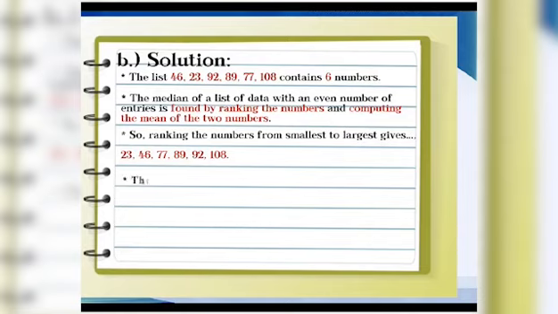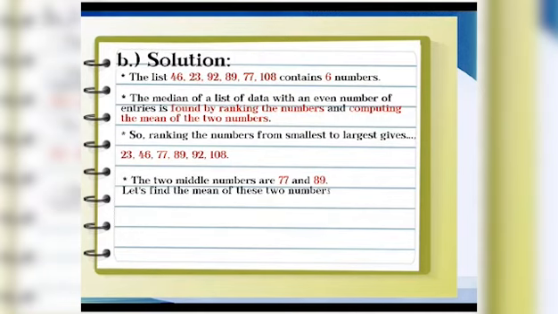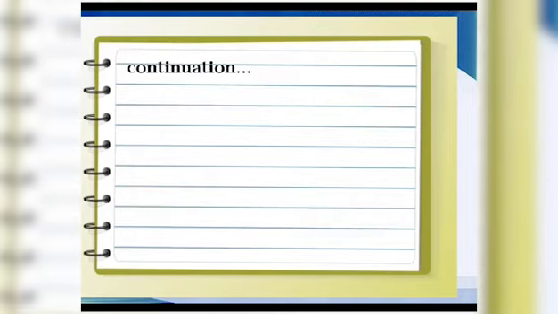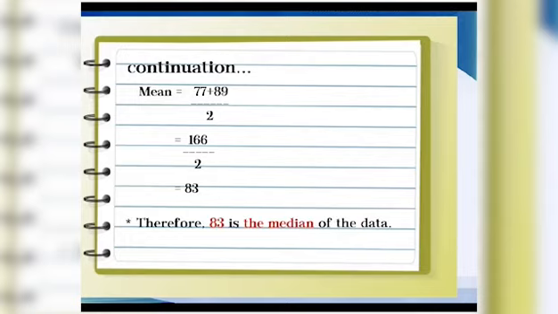The two middle numbers are 77 and 89. Let's find the mean of these two numbers. To determine the mean, we have to find the summation of the data values divided by the number of data values. Mean is equal to 77 plus 89 divided by 2, which is equal to 166 divided by 2, which equals 83. Therefore, 83 is the median of the data.